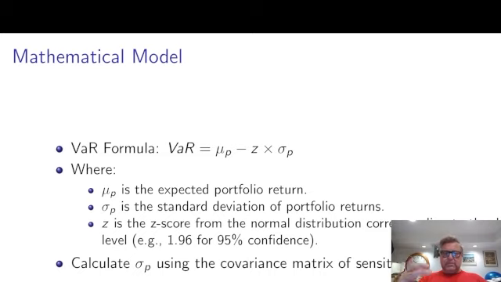Now remember, this is the standard deviation of the portfolio return. So later we will show how you do sigma p, because sigma p basically comes from all the underlying factors and the covariances. So I mentioned that on the bottom. Calculating sigma p uses the covariance matrix of the sensitivities of the underlying factors. So this value at risk formula is very simple, and the mean return is also not that hard, but the sigma p is the more involved one.